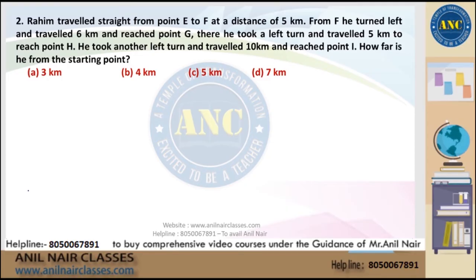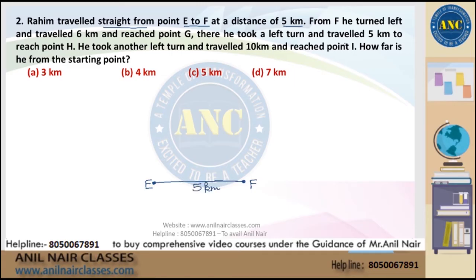Okay. Now, Rahim travelled straight from point E to F at a distance of 5 km. Again in this question, they have just mentioned straight from E to F at a distance of 5 km. They have not mentioned the direction. So what you can do? You can again take any direction which you want. Okay, let me consider this. Rahim travelled from point E to point F at a distance of 5 km.